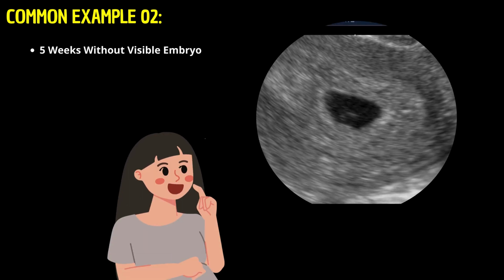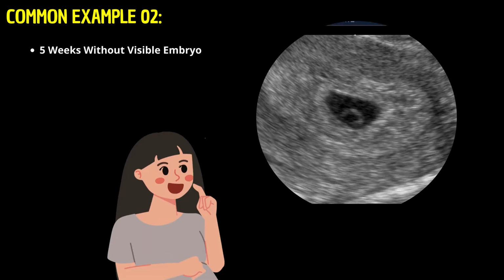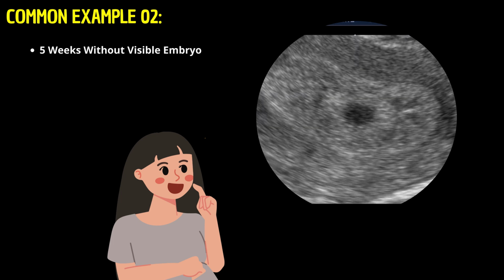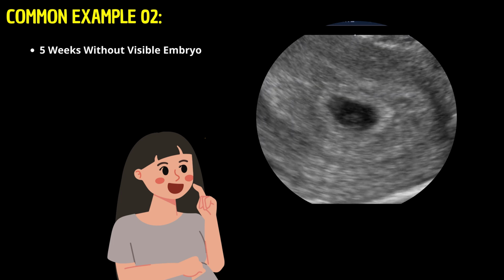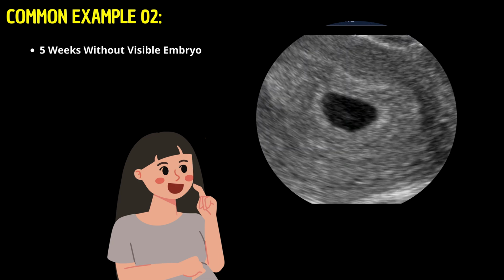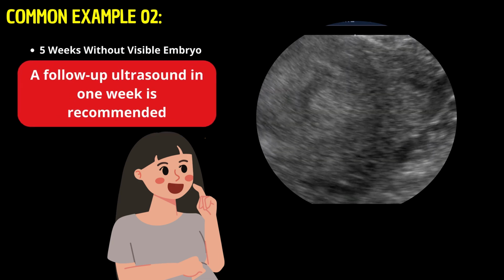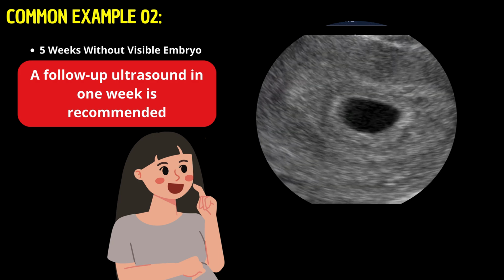Second common example. 5 weeks without visible embryo. For a patient at 5 weeks based on LMP, it's common to see a visible gestational sac without an embryo. A follow-up ultrasound in 1 week is recommended.